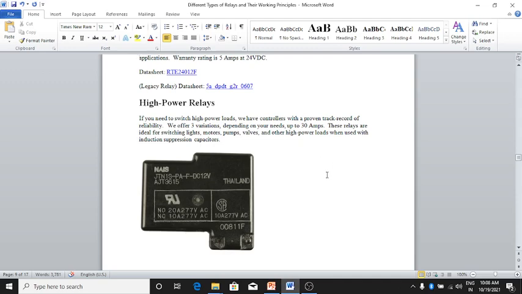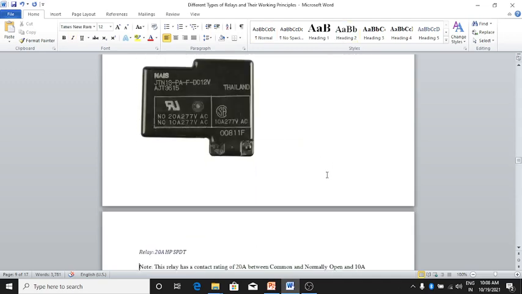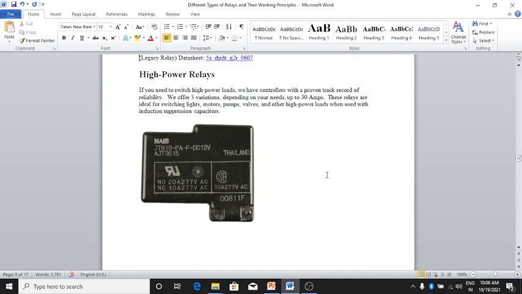Now the next, second type of mechanical relay, is the high power relay. Clear. High power relay. If you need to switch high power loads, we have controllers with a proven track record of reliability. We offer three variations depending on your need up to 30 amperes. It's very high power because the voltage range is 5 volt to 24 volt DC or AC. Here the voltage range is very large. Okay, 30 ampere current is a very large amount of current.